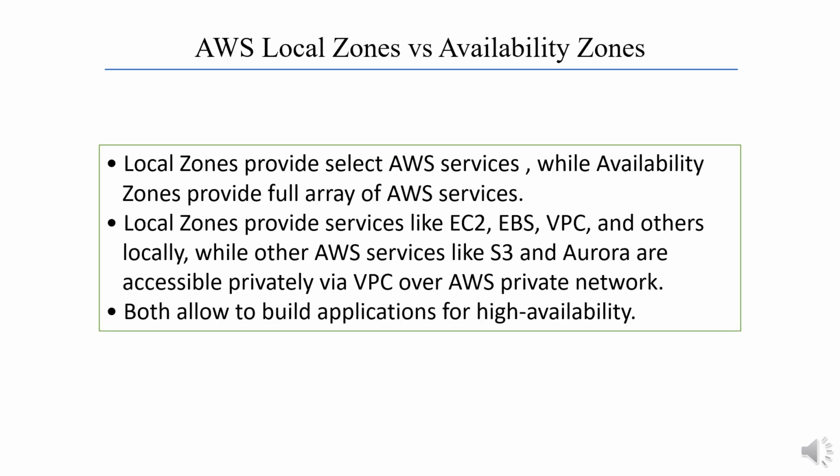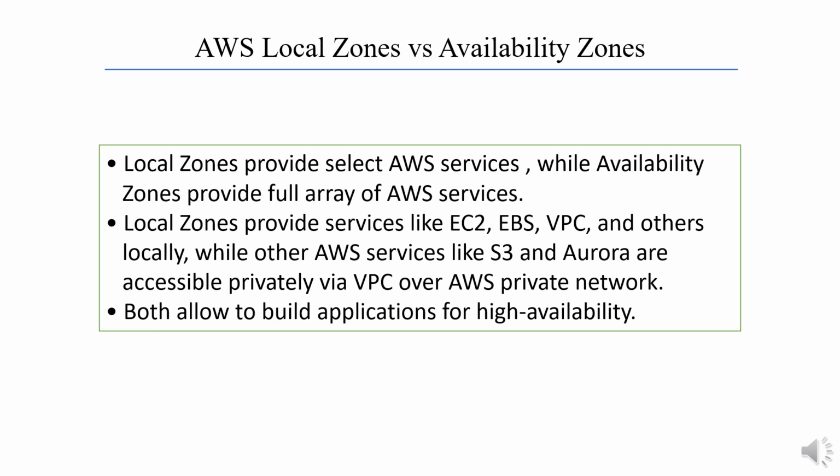Let's see the difference between local zones and availability zones. They sound similar but are different. Local zones are designed to bring the core services needed for the low latency sensitive portions of your workload closer to end users, while availability zones provide access to the full array of AWS services.